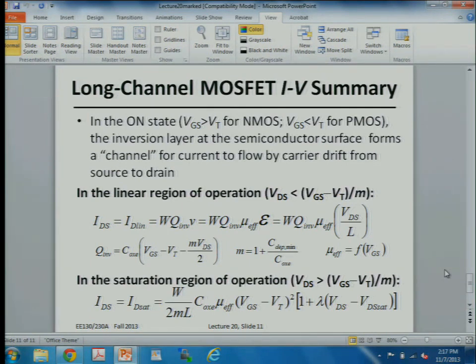Okay, now what gives us the average drift velocity flowing from the source? So it's basically mobility, the effective mobility times electric field. Okay, so what is the electric field that's driving carriers to drift from the source to the drain? Yeah, so it's just VDS over L.